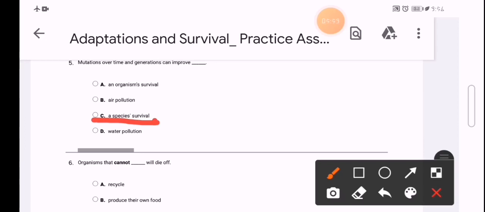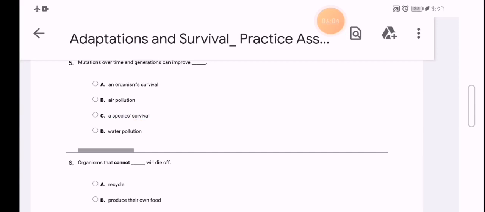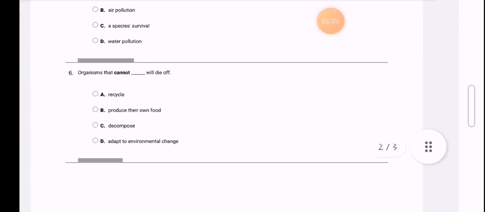For sure, mutation doesn't help with air pollution or water pollution. For air pollution and water pollution, you have to remove the wastes. Okay. Number 6, organisms that cannot do what will die of.